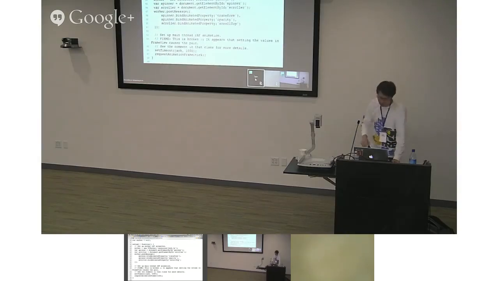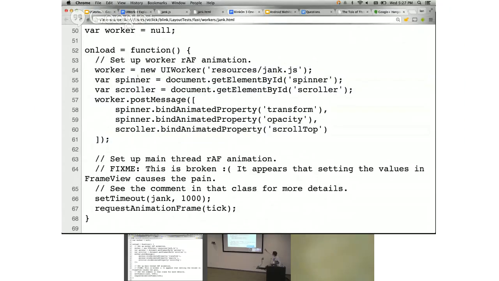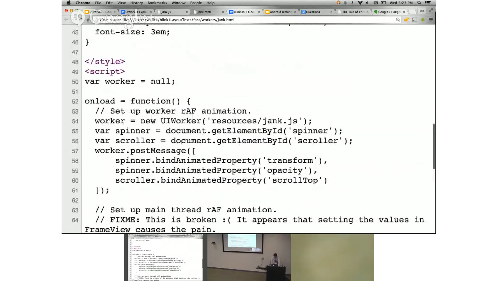Yeah, so the interesting stuff is this stuff up here. The rest of it is me setting up the main thread spinner. So you see I've made the UIWorker and pointed it at the script that's going to run. I've grabbed my two elements that I care about, the spinner and the scroller, and I bind up some properties just the way you would expect, and I pass them over as in the example that I gave earlier on the slides. The rest of this is about setting up the main thread RAF thing.